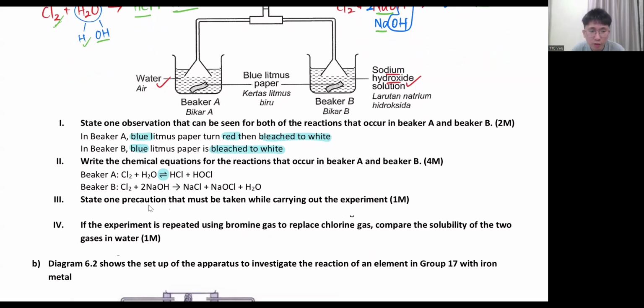Okay, now, state one precaution that must be taken while carrying out the experiment. So guys, when you do this, be careful of one thing, because when this touches water, it becomes acid. So make sure you don't breathe this in. So the point is, you must do it at an area that has an exhaust fan. So usually we call that the fume chamber.